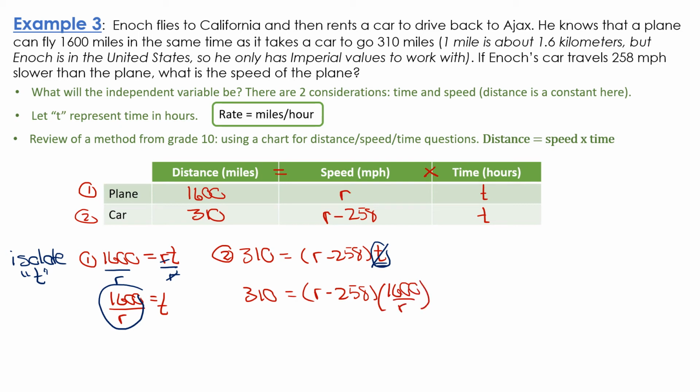Okay, so there's a couple of different ways to do this. I could have also isolated T in equation 2 and then made those two equations equal to each other. I could have done that as well, but we're going to get the same thing here. So I have one equation now. I've put equation 1 and 2 together. I've used the method of substitution here.